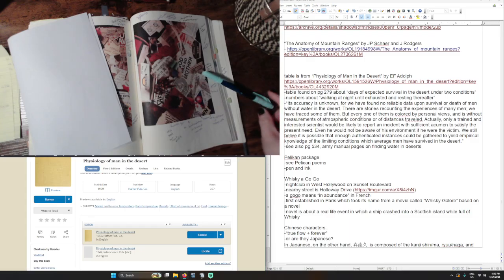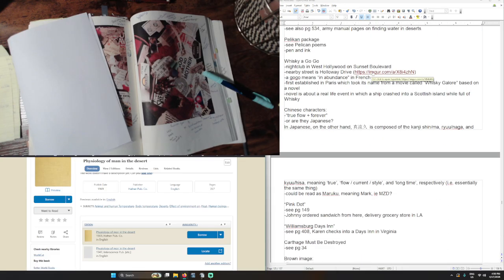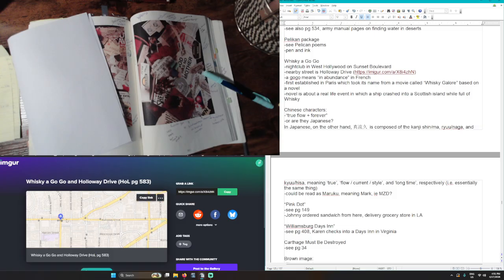Here we have a reference to Whisky A Go Go, which is interesting. So this is a nightclub in Hollywood on Sunset Boulevard, and it is close to Holloway Drive. I just thought that was interesting. None of the other street names are relevant, I think, but Holloway Drive I thought was pretty cool. And a go-go means abundance in French, and it's actually okay.